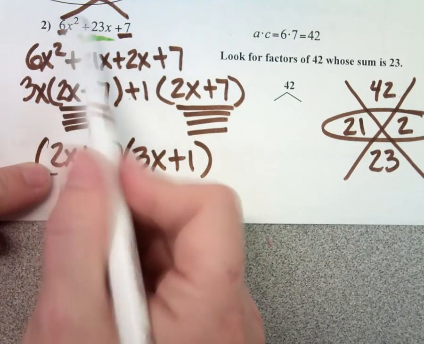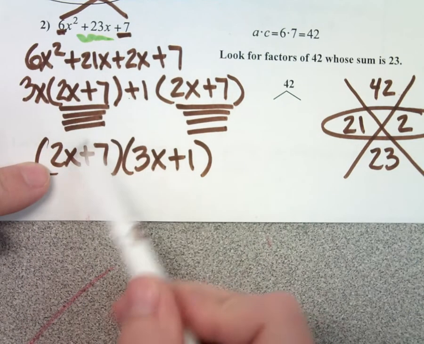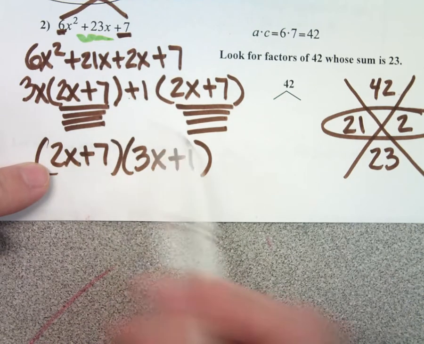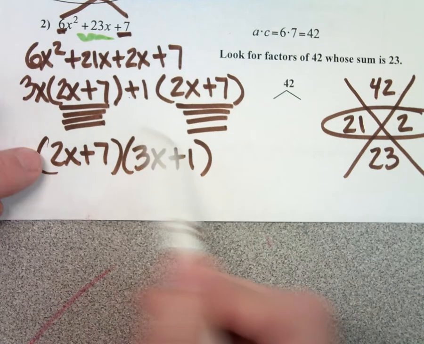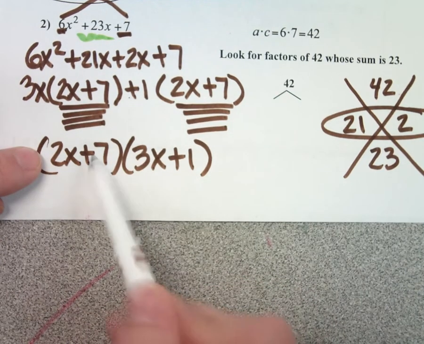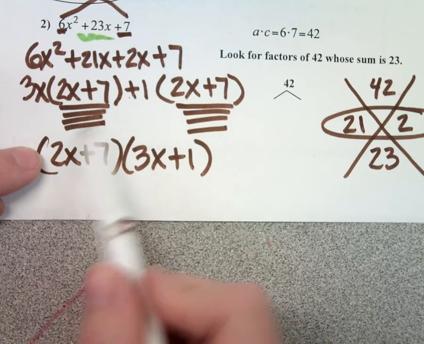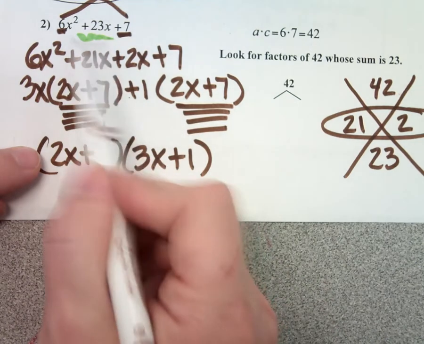6x squared, which is what I started with, so that's good. What's 2x times 1? 2x. Hold it in your head, a positive 2x. What's 7 times 3x? 21x. If you combine a 2x and a 21x, what do you get? A 23x, which is what I had at the beginning.